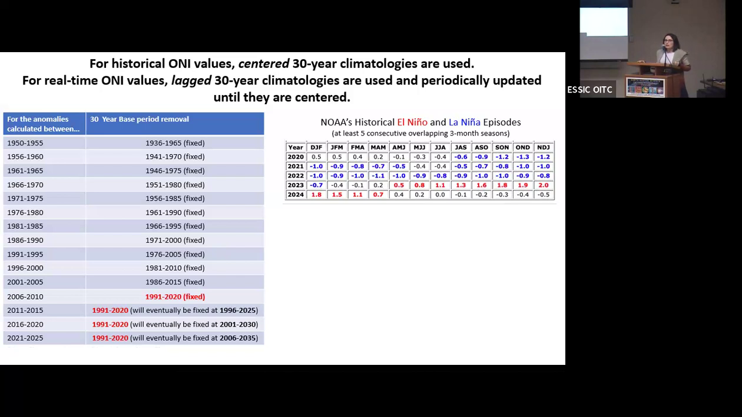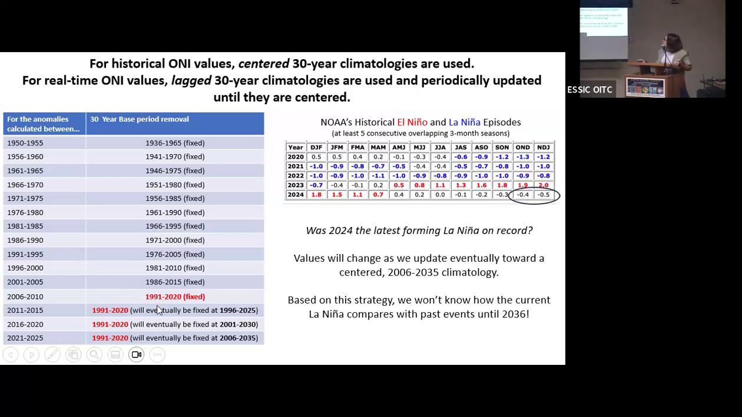And I had a colleague at CPC who noted, wow, if this is the first value of our La Nina occurring in November, December, January, this is the latest one we've seen in the whole 1950 onwards record. And I pointed out, well, kind of, because the reality is this value that we have in real time will change every time we update the climatology. And based on this, we actually don't know exactly when the start is.